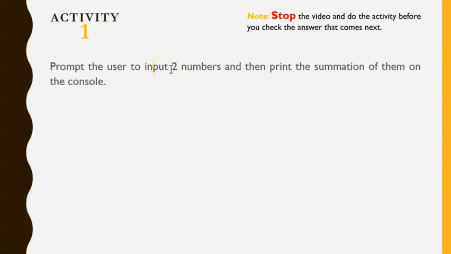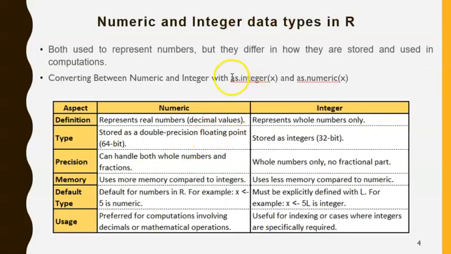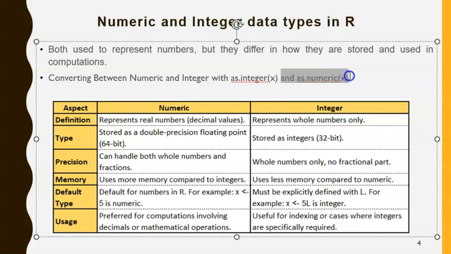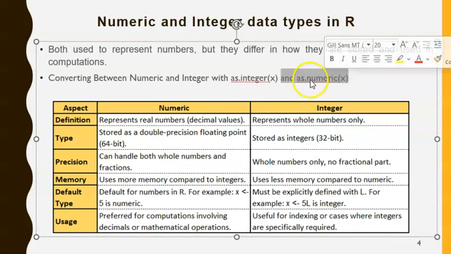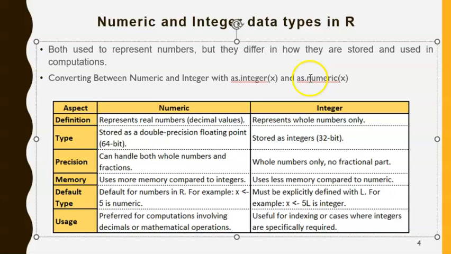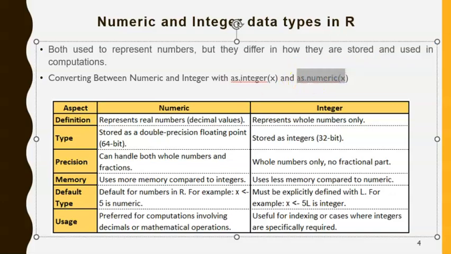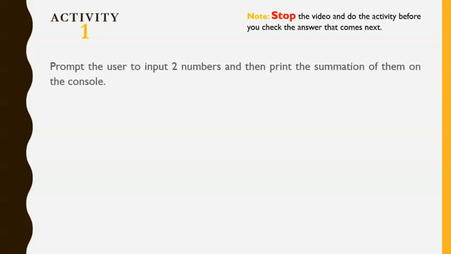What will happen when you get the inputs from the user? It will get the numbers, but they are strings, so you cannot add string numbers together. First, you need to change them to integer or numeric based on what they are. If they are whole numbers, just make them integer. If they are decimal numbers, just make them numeric, as you can see. Stop the video and try to do it yourself.